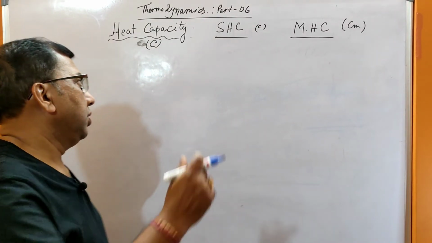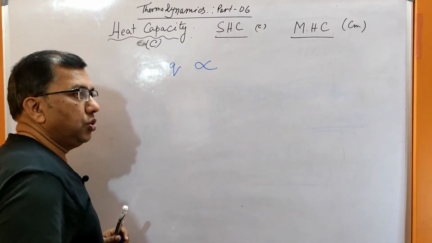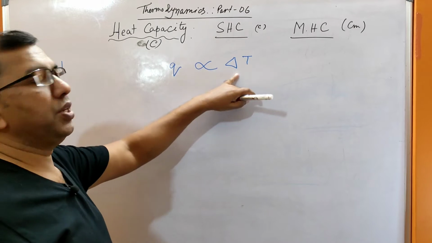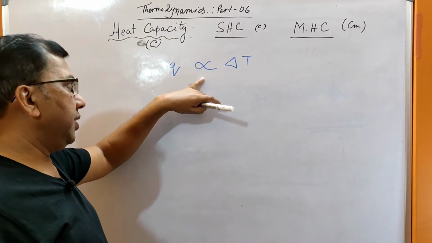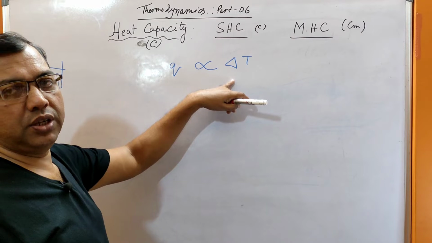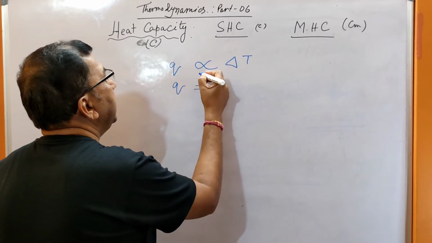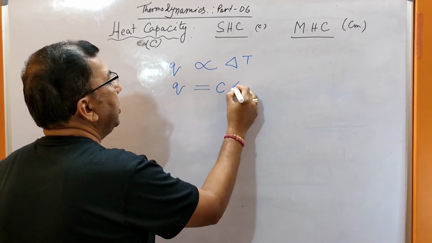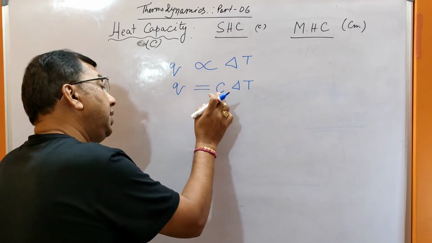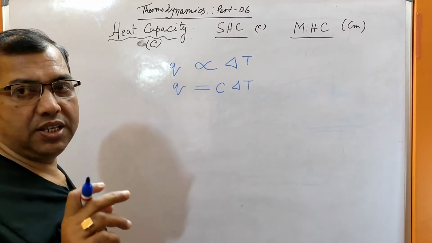That is, if the quantity of heat Q is directly proportional to the increased temperature delta T, clear? That is Q is proportional to delta T, directly proportional to the heat absorbed. In this case, Q equals a constant C times delta T. Q equals C delta T. What is C? C is the heat capacity. Clear?